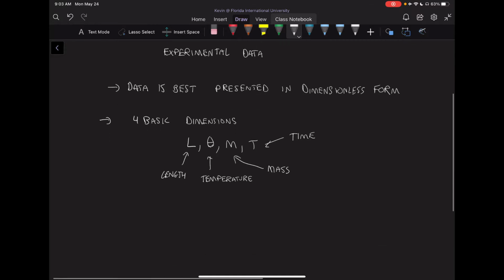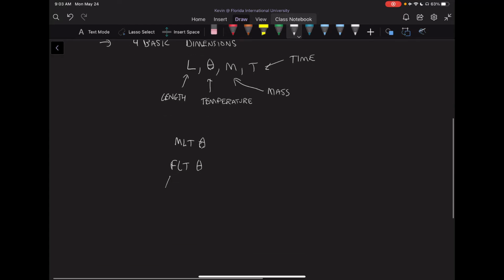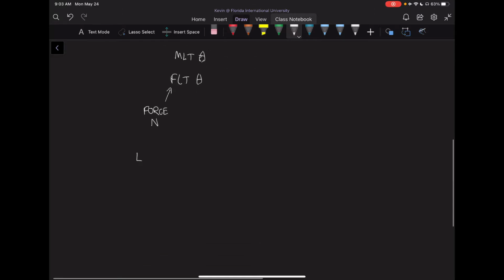Now, we usually call this an MLT theta system. And we can also use, as an alternative to mass, an FLT theta system, where instead of mass, we would have a force in newtons as our basic dimension. Okay, so these are 4 basic dimensions in fluid mechanics.